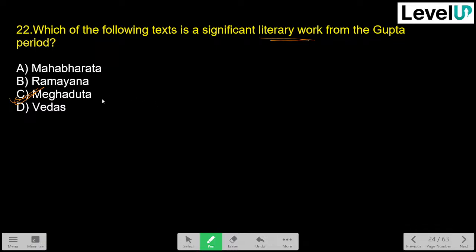So Meghdutta was written by Kalidas. You can write it. It was Kalidasa. Fine.